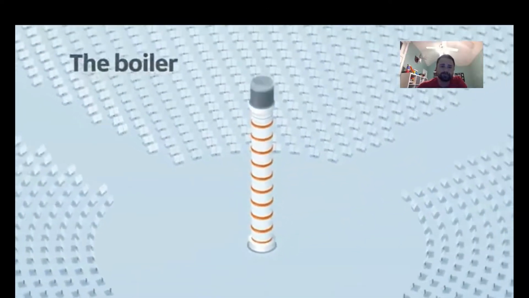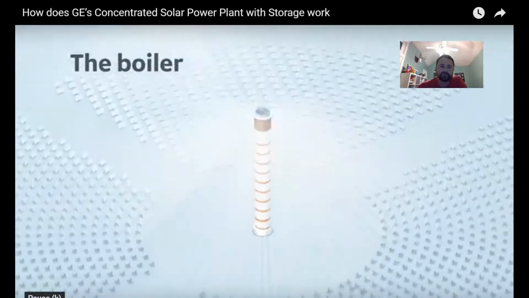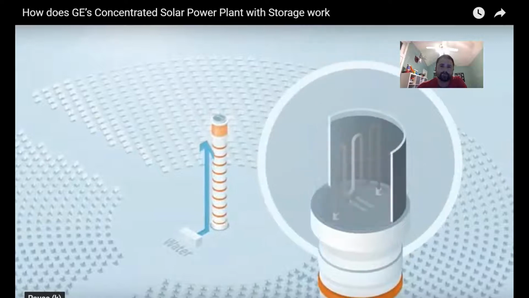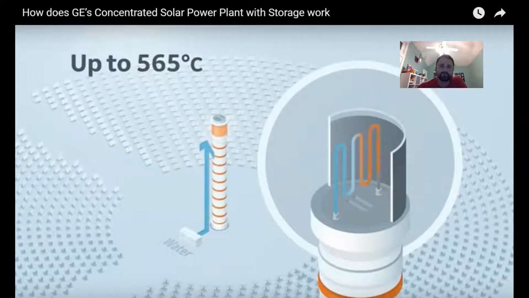On top of this tower is the boiler. The sun rays, reflected by the mirrors, focus on the receiver and make it possible to achieve heats high enough to turn water into steam.